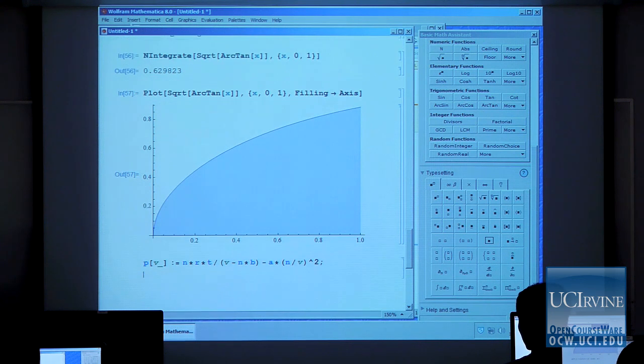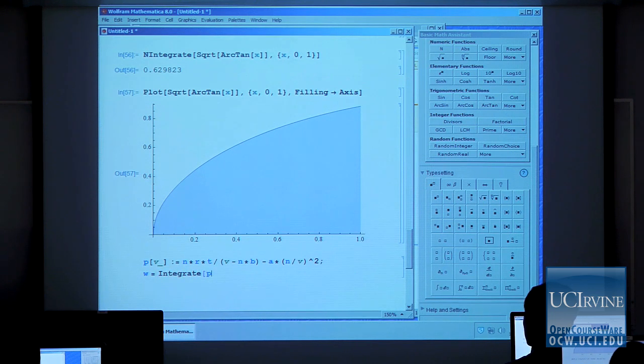And now I can say work, W, equals integrate P of V, and I want V to go from V1 to V2. What I'm seeking here is an expression for the work of compressing or expanding the van der Waals gas, and later, if I want, I can plug in numbers for A, B, V1, and V2. All right? But let's see what happens. This looks like a fairly simple function, right? But let's see what happens when we enter that.